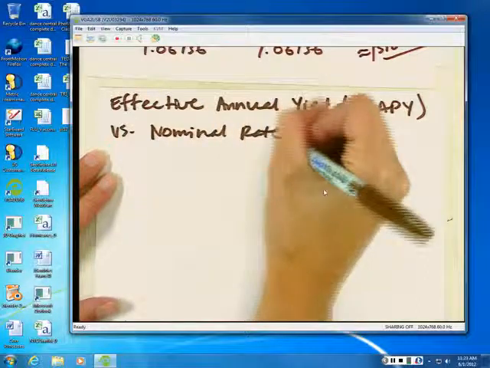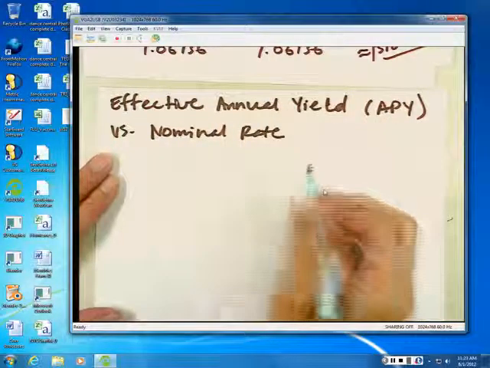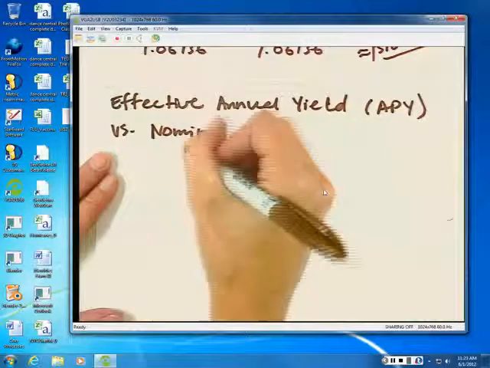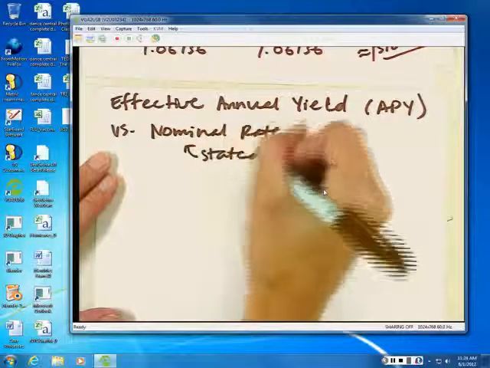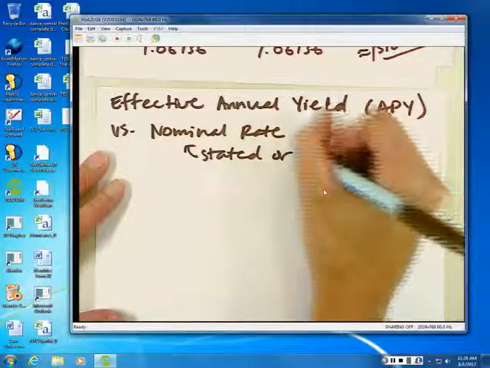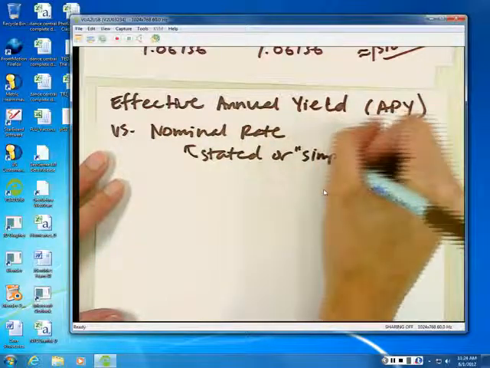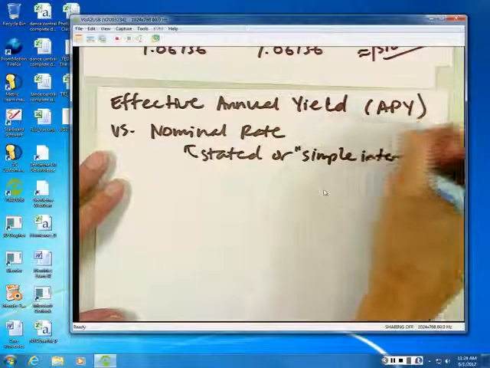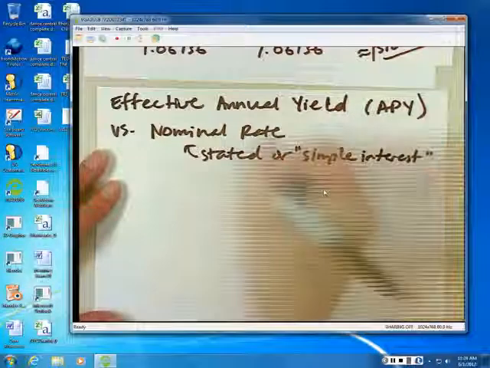Those are the cute rates that don't have any decimals behind them. So the nominal rate would just be the stated, or kind of like, I like to think of it as the simple interest rate, if we didn't have compounding involved, so the simple interest rate.